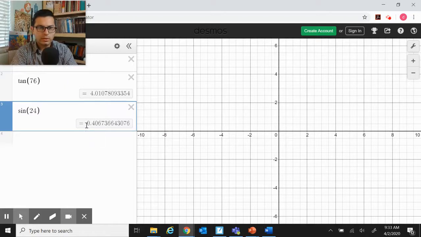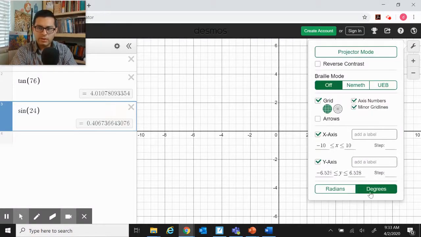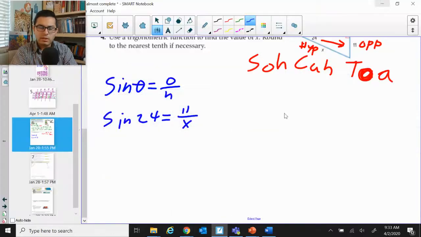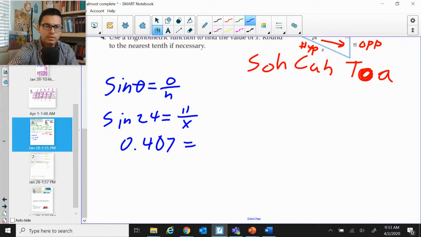Sine of 24 is going to be 0.407. So let's use 0.407, just making sure that this is still in degrees. And let's use 0.407. Look at that. 11 over x.